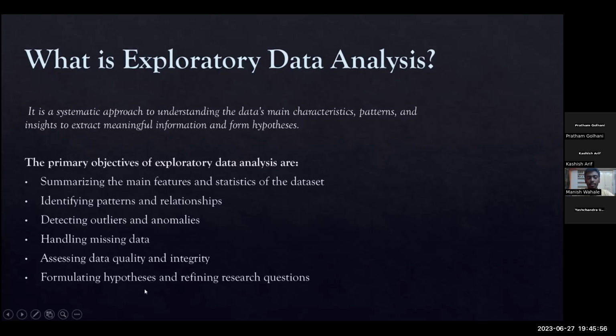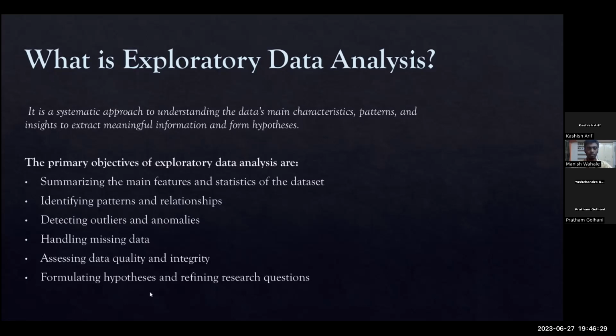And lastly, after gathering meaningful insights from that analysis, we'll formulate some hypotheses, which will be helpful for refining research questions. For example, in the same heart disease prediction example, if we find that the age factor is more responsible for heart disease, it becomes a research fact that older people are somewhat more prone to heart disease.